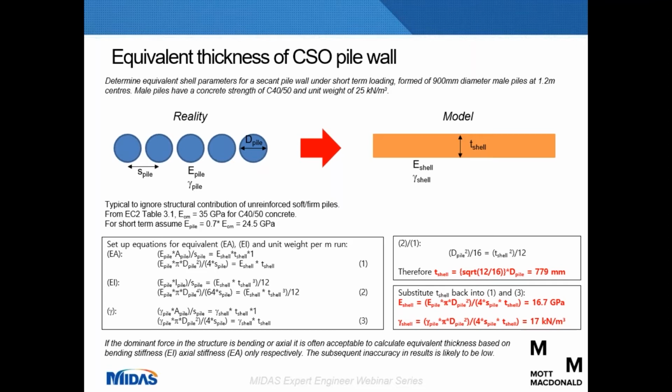I just noted at the bottom there that if your dominant force in the wall is either bending or axial, it is often acceptable to just calculate equivalent thickness based on either the bending stiffness or the axial stiffness respectively, because the error you're going to get in your results is going to be very small. If the wall is in pure bending, the axial stiffness won't make a big difference.